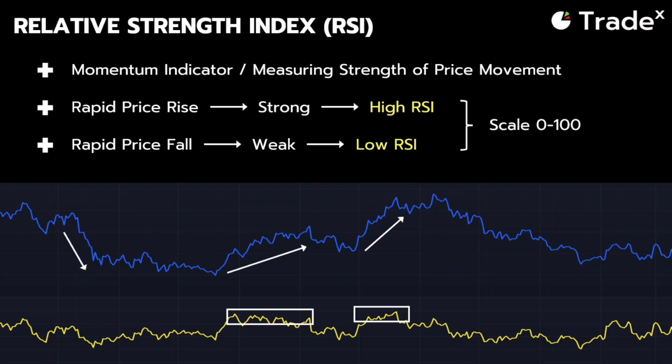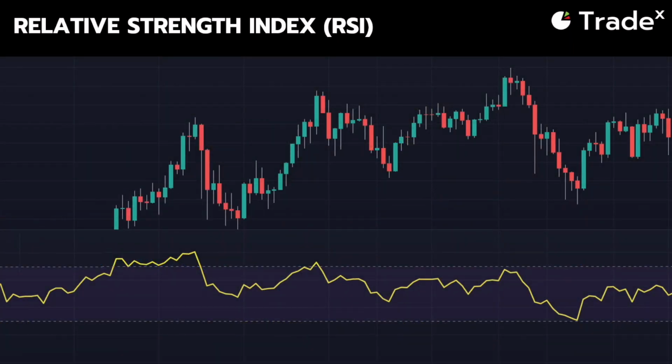Conversely, when the price falls rapidly, the RSI will drop and be relatively low. This indicates weak momentum and reflects the downward pressure on the price. Additionally, if the price has been declining over a prolonged period, the RSI will generally remain low, showing that the overall momentum is weak. Now, let's explore how the candlestick chart works alongside the RSI.